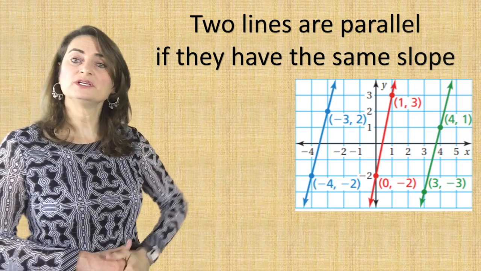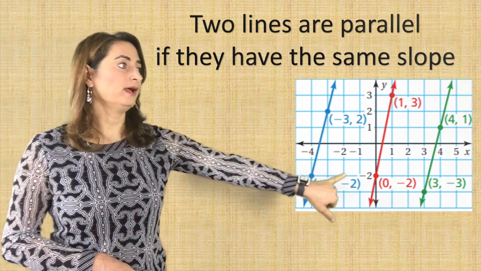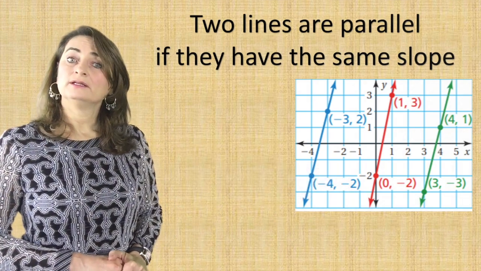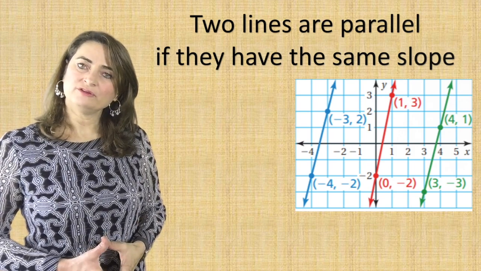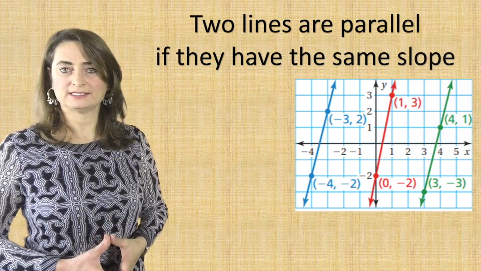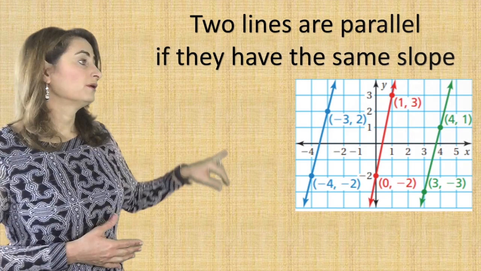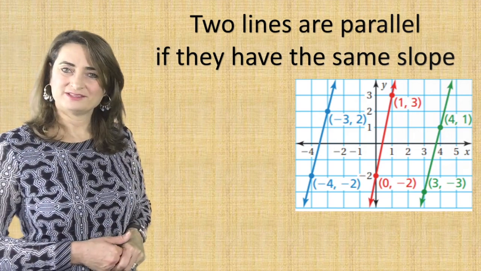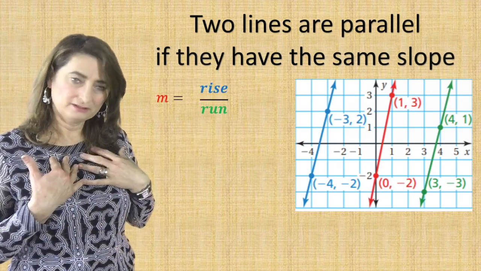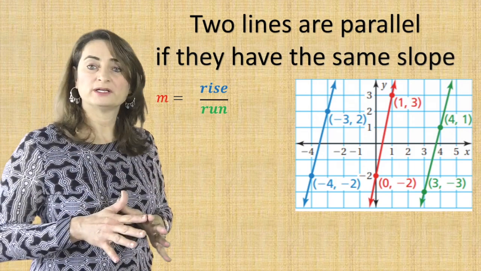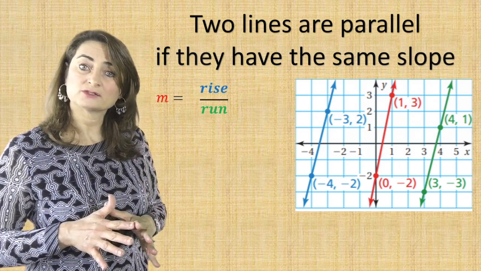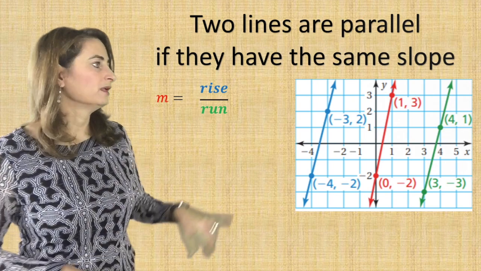So look at those three lines, blue, red, and green. Let's find the slope for all three of them and see which two have the exact same slope. I will use the rise over run this time because it's much easier for me. You can use the two points, y2 minus y1 over x2 minus x1, and find the slope.